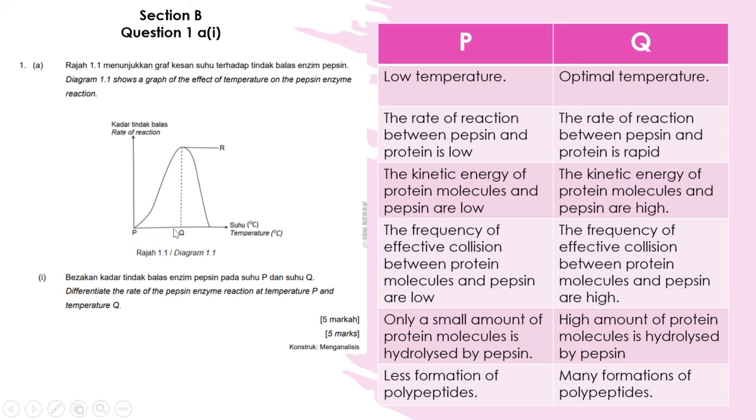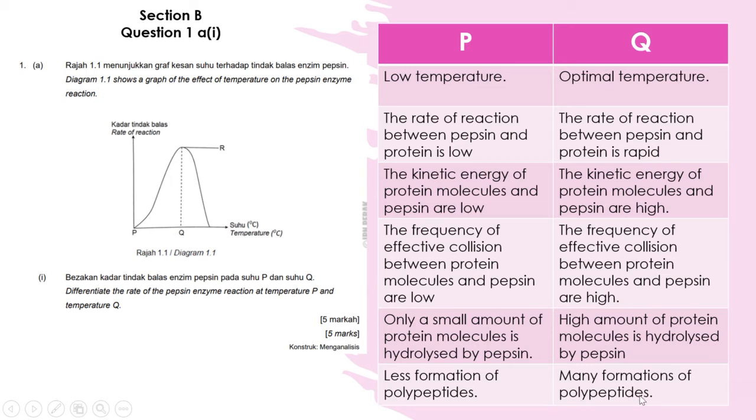While at temperature Q, a high amount of the protein is hydrolyzed into amino acid by pepsin. Okay. Next, the last point is less formation of polypeptides at temperature P, and then many formations of polypeptides at temperature Q.